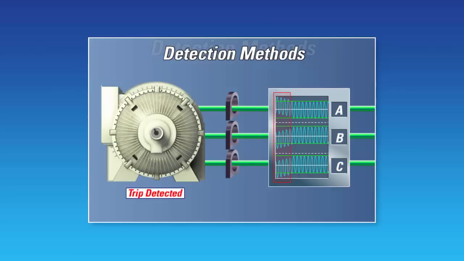The slight mismatch of the differential CTs, combined with the relatively large phase current magnitudes, produce a false differential current which will be seen by the relay. This current will be misinterpreted by the relay as a ground fault unless the ground fault element's pickup is set high enough to disregard this error.